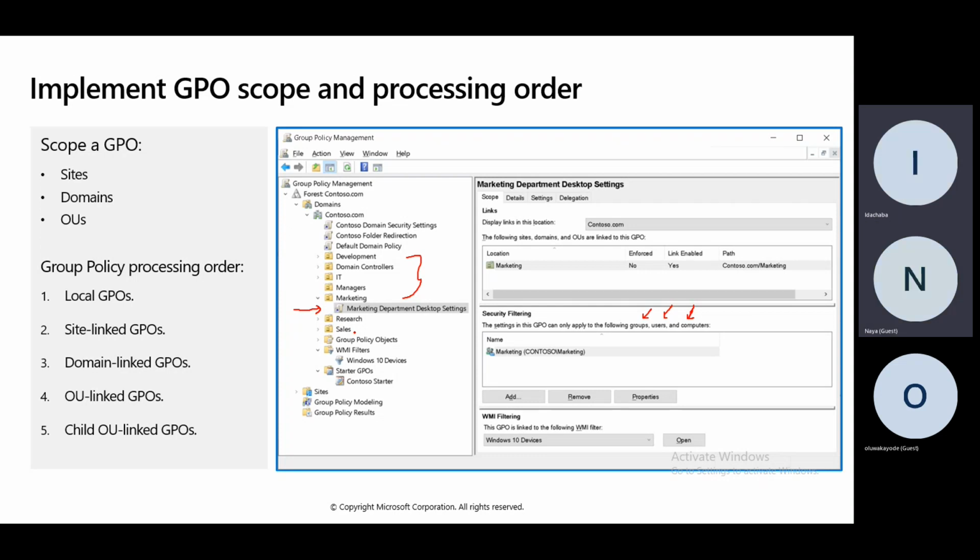100 computers to join to your server. You must promote it to become a domain controller. It's called promote. You promote it to become a domain controller.